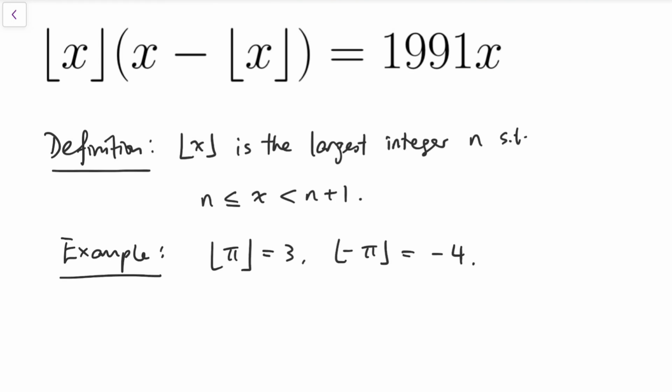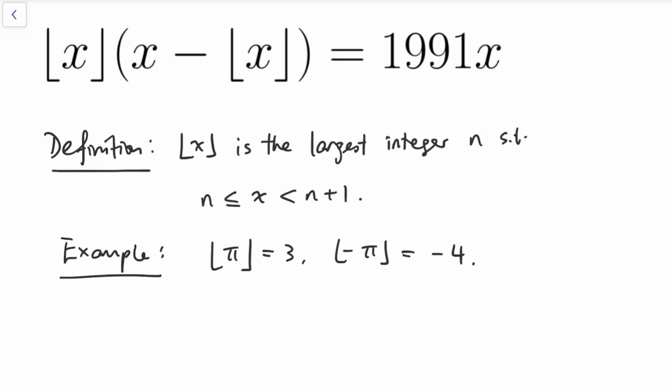Before solving this equation, let us recall the definition of the floor function of x, which is defined as the largest integer n such that the number inside the floor function, x, is between n and n plus 1. In other words, it's the largest integer n that is smaller than or equal to x. For example, if we apply the floor function on the number pi, then we have 3. However, if we apply that on minus pi, it will be minus 4 instead of minus 3.